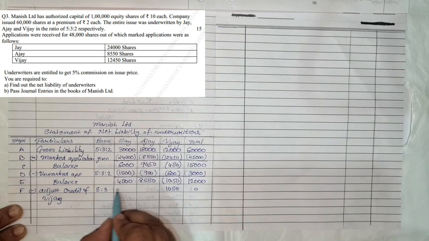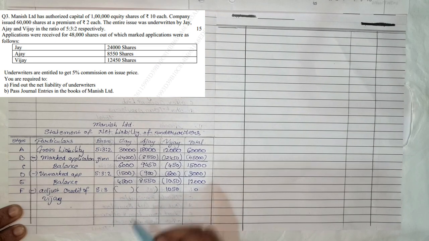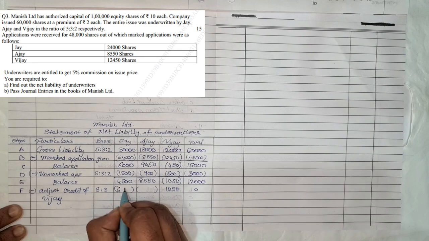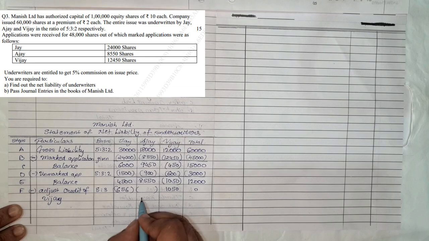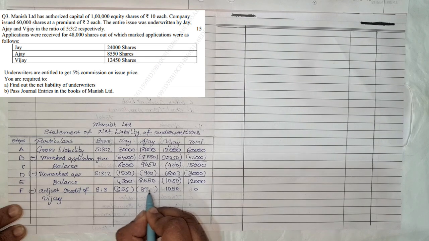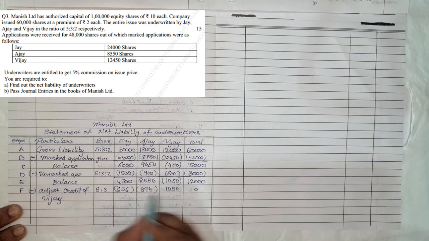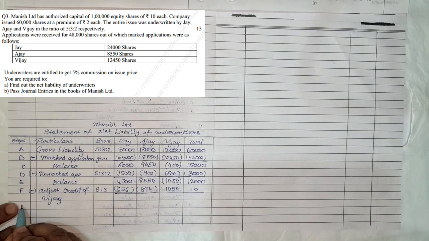Okay. Now the 1,050 we have to divide in the ratio 5:3, so it will be 1,050 into 5 divided by 8, which comes to 656.2. So we'll take it as 656, and 1,050 into 3 divided by 8, we will get the value as 393 point something. So we'll make it 394, because the total has to be 1,050. Okay, we will minus it.